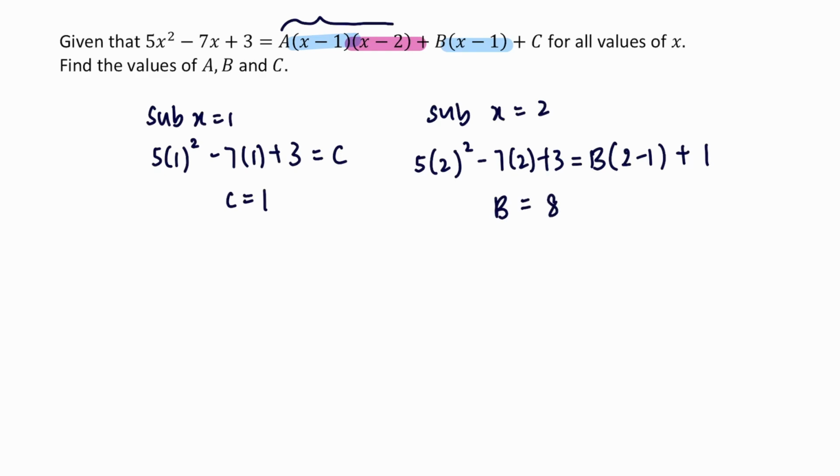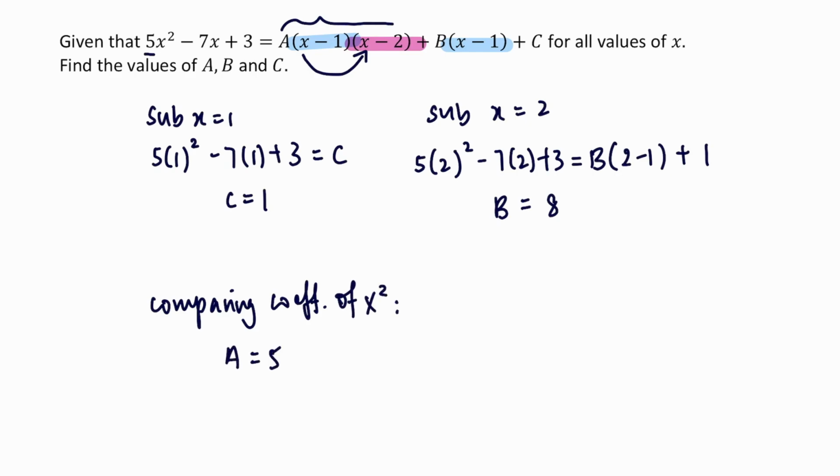So we already solved for b and c. Now, to solve for a, there are two methods actually. The first one is, if you can see that the coefficient of x squared is just ax squared on the right hand side, if you compare with that, it will just be 5. So compare coefficient of x squared.